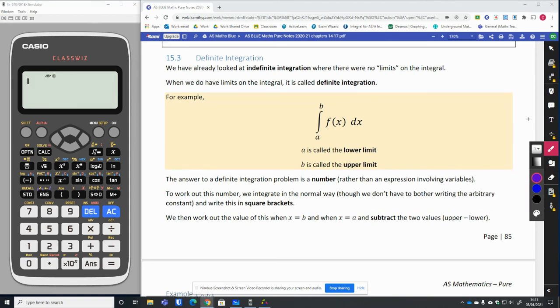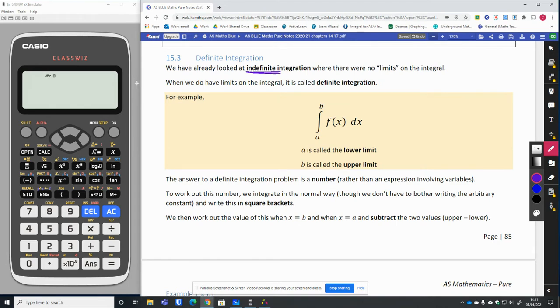15.3 AS Mathematics, Definite Integration. So we have already looked at indefinite integration, where you get an algebraic answer. That's what we did in 15.1. Now we're going to have a look at definite integration, and what we end up with are limits on the integral.